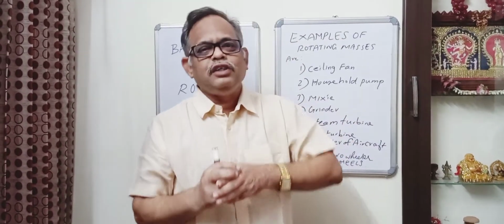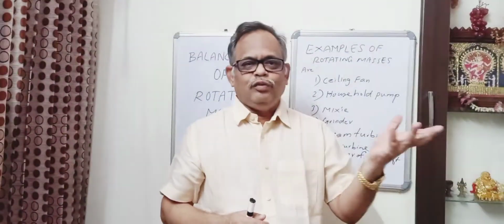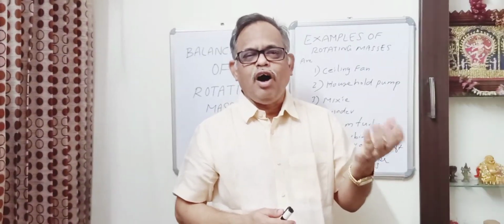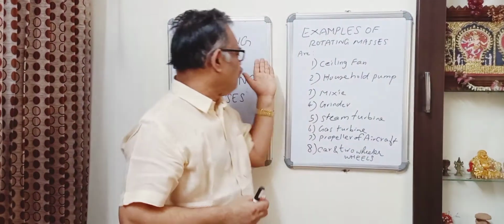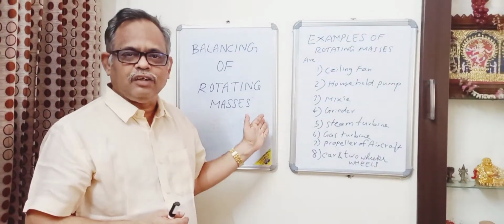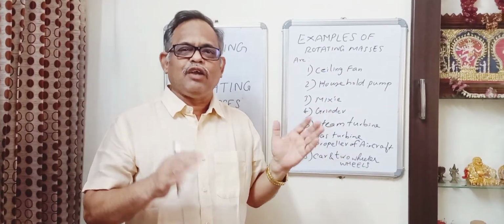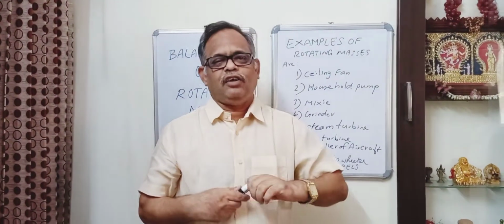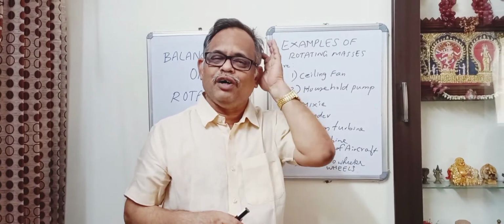This disturbing mass can be balanced by adding another mass at a convenient location or by removing some amount of mass at a convenient location, right? This is how the balancing of rotating masses is done. So if balancing has to be done, definitely there will be an imbalance, right? This is a simple example I told in the case of the ceiling fan. But normally it will not happen like this in industrial rotating mass systems, right?